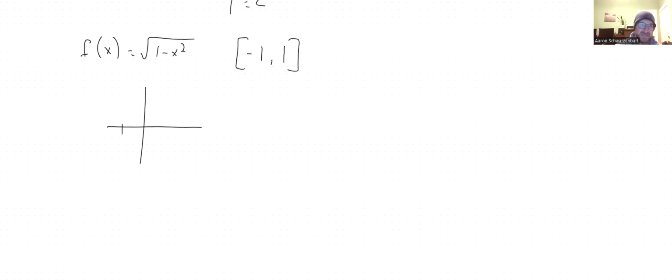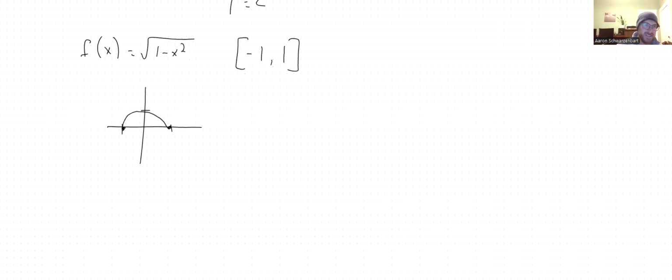My next one will be f of x equals the square root of 1 minus x squared. It says find the tangent to f in the interval [-1, 1] that is parallel to the secant. That's essentially the mean value theorem. So this is essentially x squared plus y squared equals 1, but it's half of it. It's a semicircle.